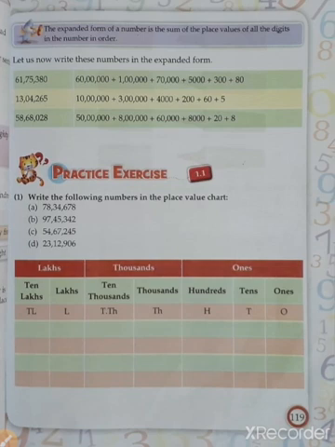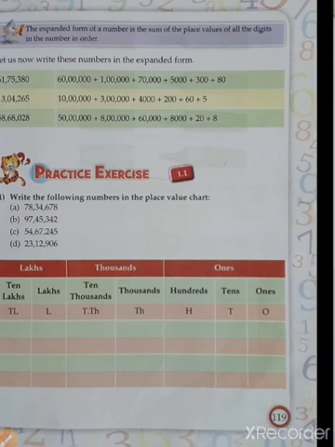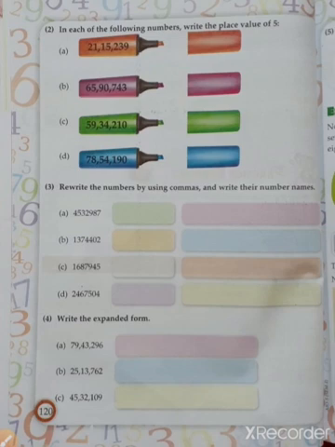Students, now this is practice exercise 1.1. You can see page number 119 of your textbook to solve the questions. First question is write the following numbers in the place value chart. So I have explained it and you have to fill the digits in the place value chart. Now second question is in each of the following numbers write the place value of 5.